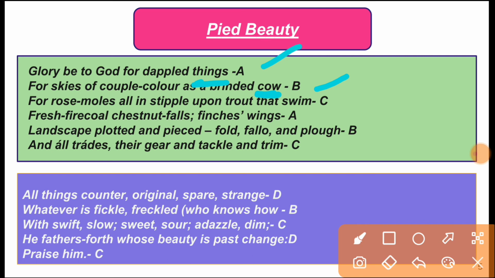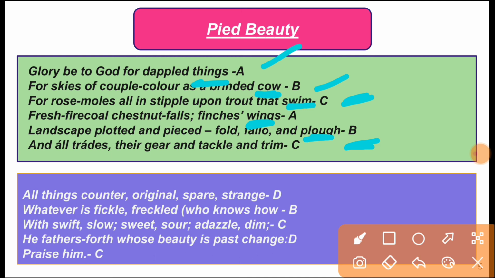Then for rose-moles all in stipple upon trout that swim, I mark this word with C rhyme scheme. Then fresh-firecoal chestnut-falls, finches' wings. I mark this word wings again with A rhyme scheme. Then landscape plotted and pieced, fold, fallow and plough. Again I mark the word plough with B rhyme scheme, because here you can see cow as well as plough sound similar to each other.